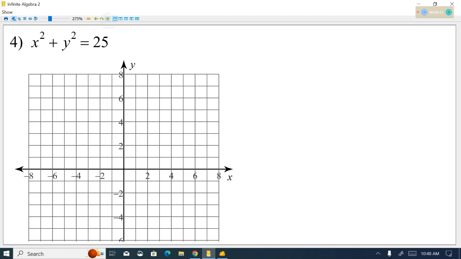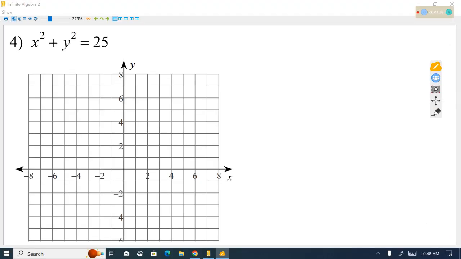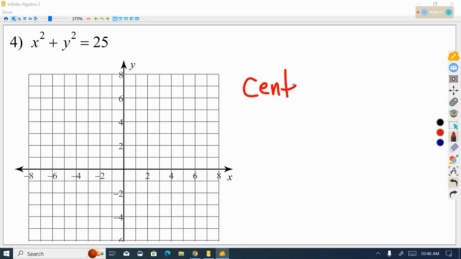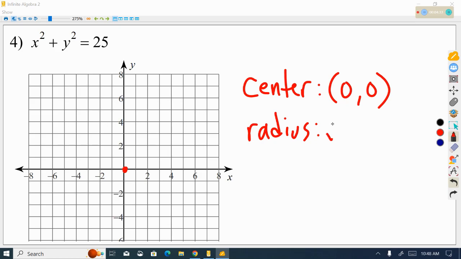For number 4, you might want to check for understanding. Pause the video right now and see if you could get this one on your own. And hopefully you could recognize that this is just like the last one. There's no numbers in any parentheses, and so the center will be at 0, 0. But to get the radius, I have to take the square root of 25, and the square root of 25 is 5. So in this case, the radius would be equal to 5.